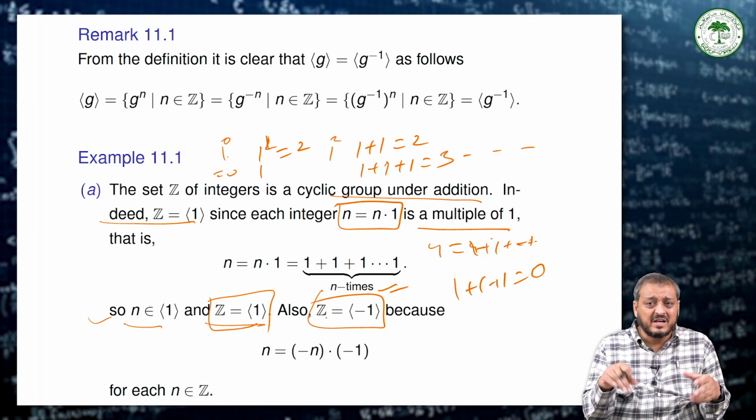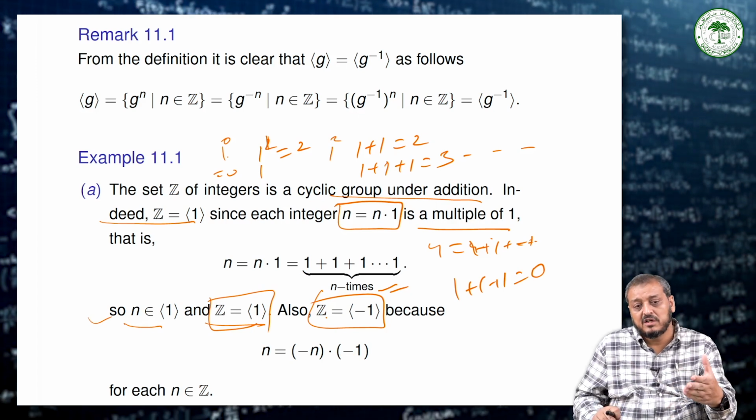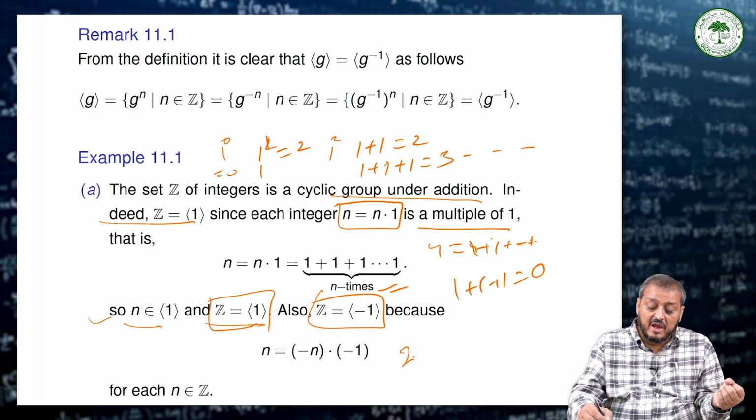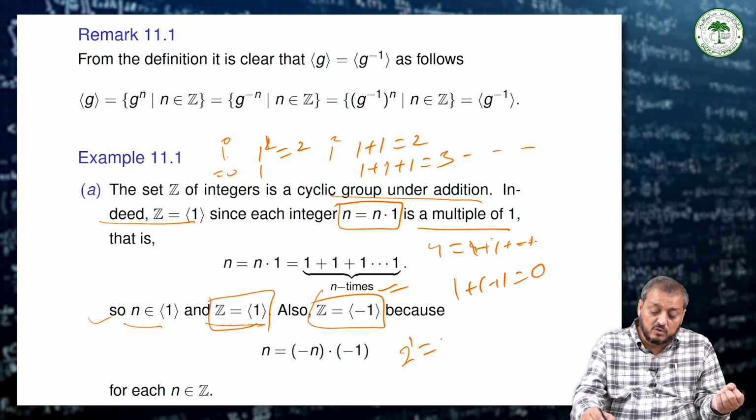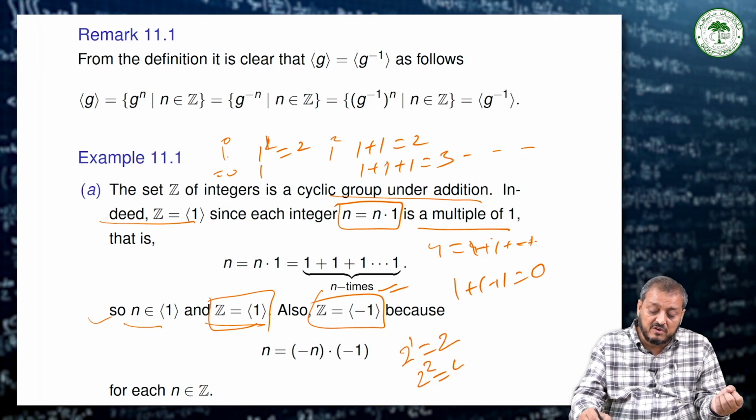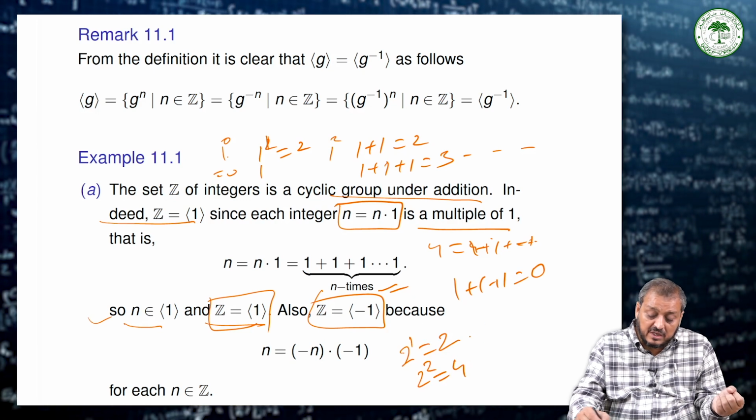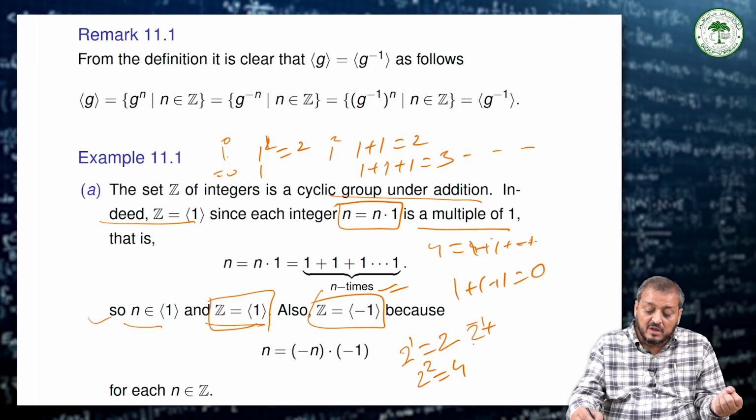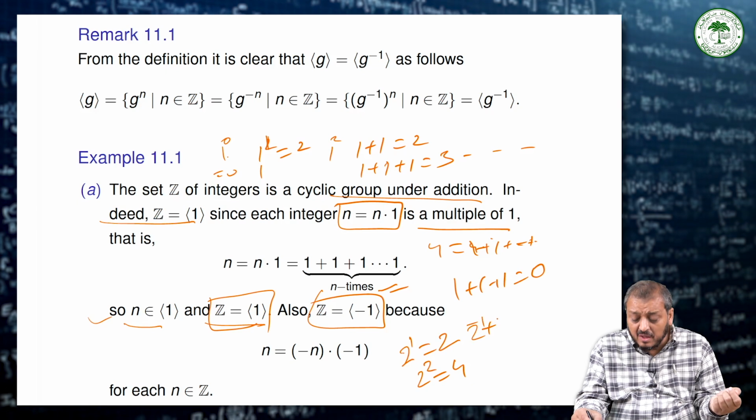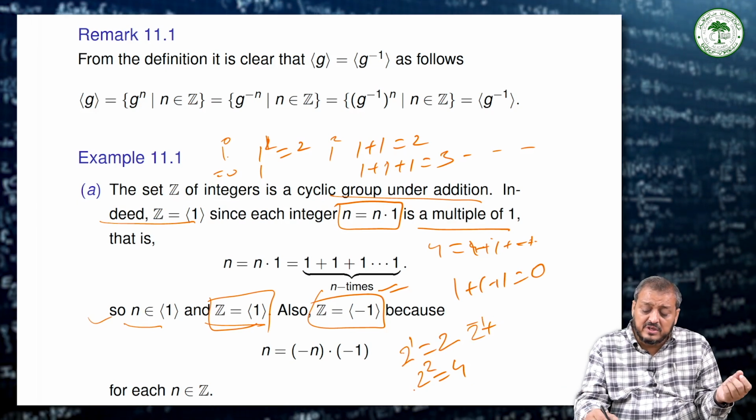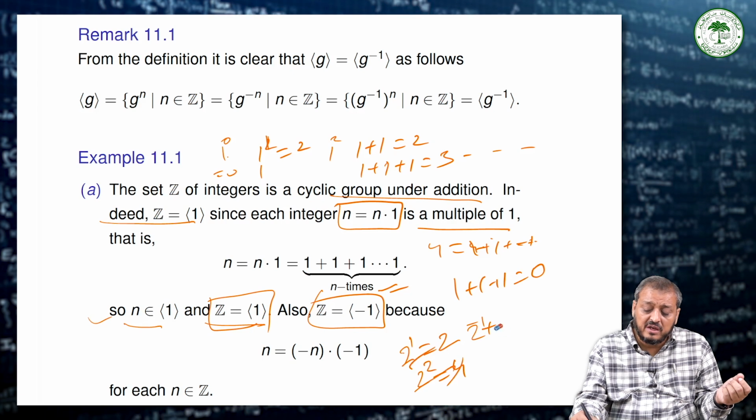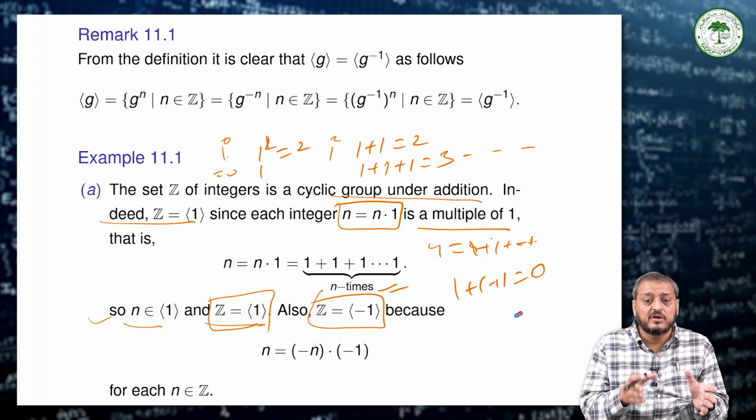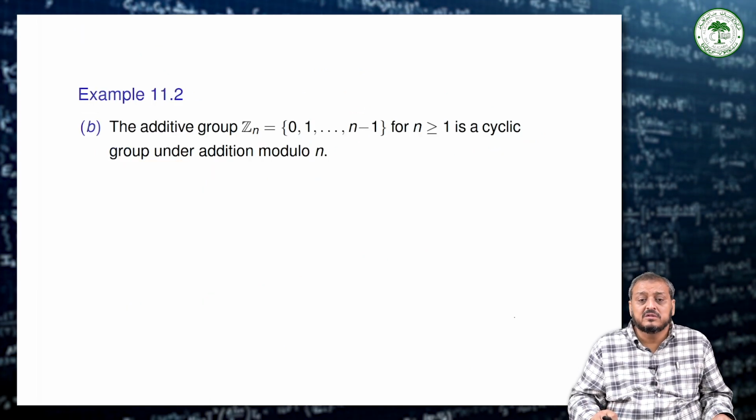So this means we can simply say that Z has two generators, 1 and minus 1. We cannot find any other element as a generator of the set of integers. For example, if we take 2, then 2 to the power 1 is 2, 2 squared is 4, and 2 to the power minus 1 is not giving us everything. So clearly only 1 and minus 1 are the generators of this group Z.